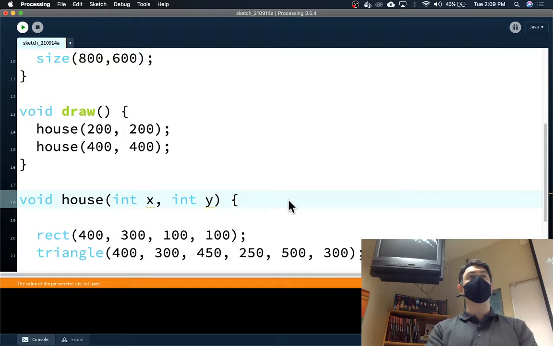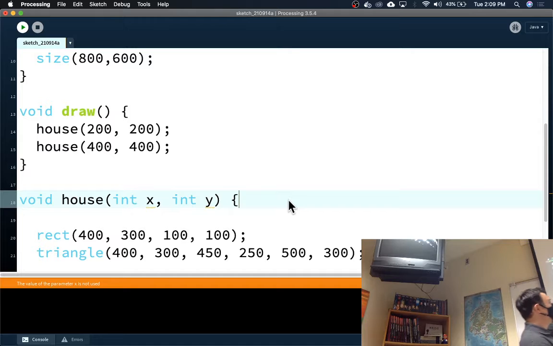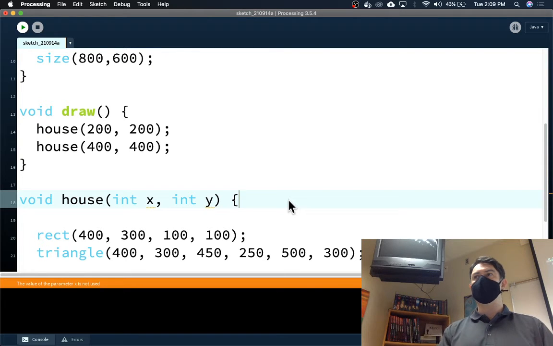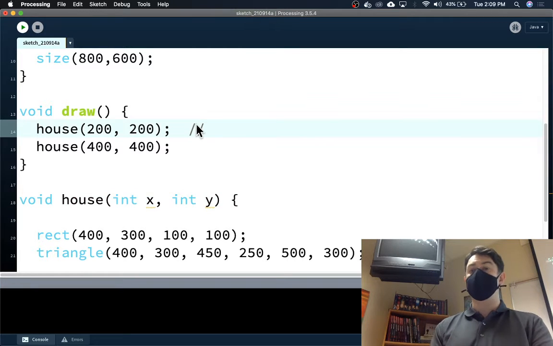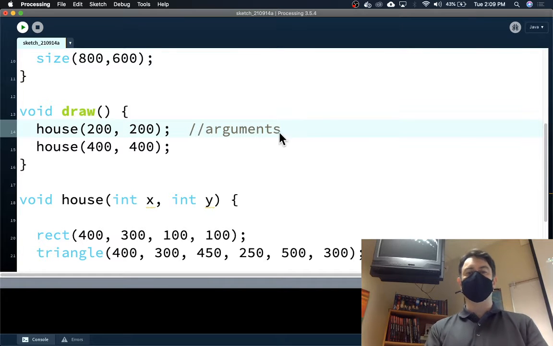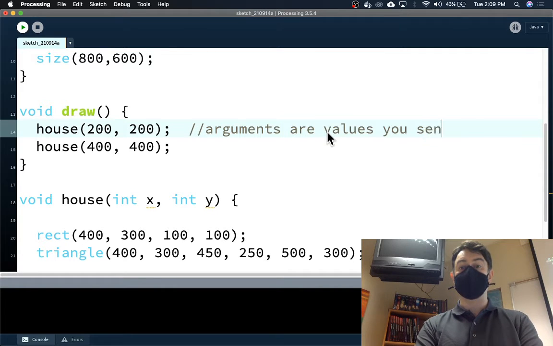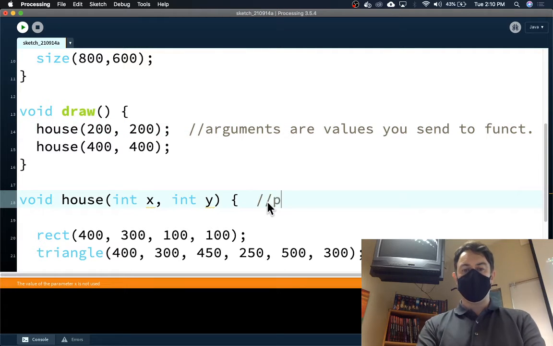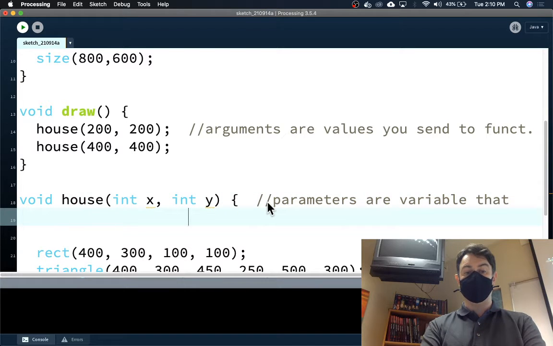Parameter is just a fancy word for a variable. And they're put into specific places to allow functions to have arguments. Does the difference between an argument and a parameter make sense? An argument is a value. A parameter is a variable. Arguments are when you call the function. Arguments are values you send to functions. And parameters are variables that store arguments.